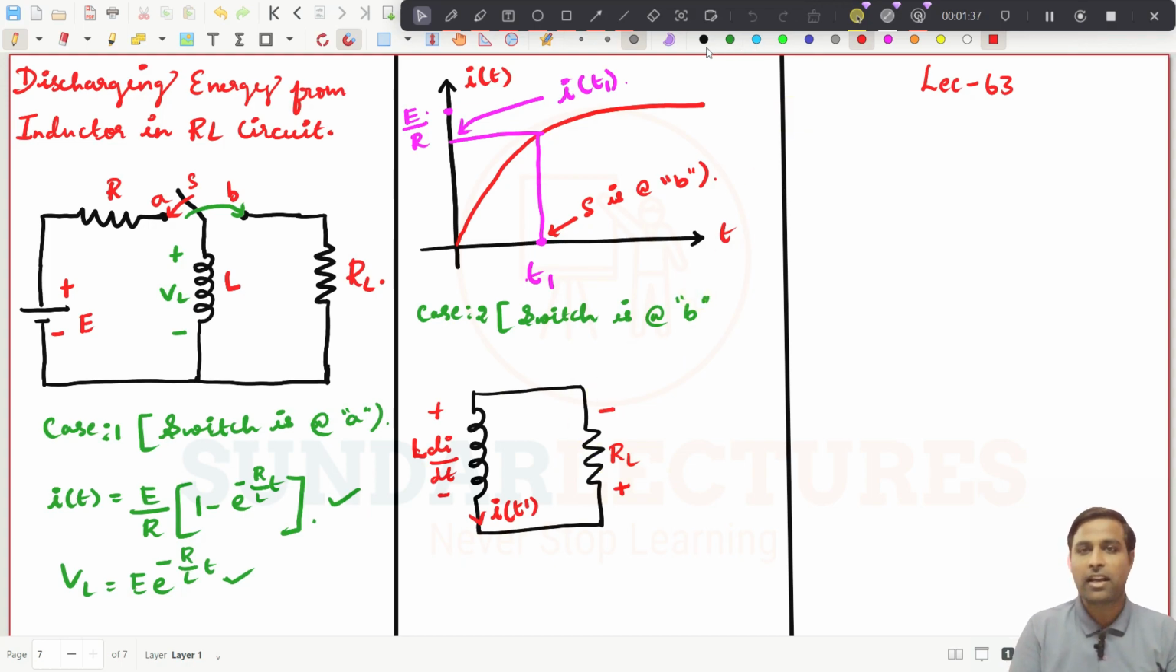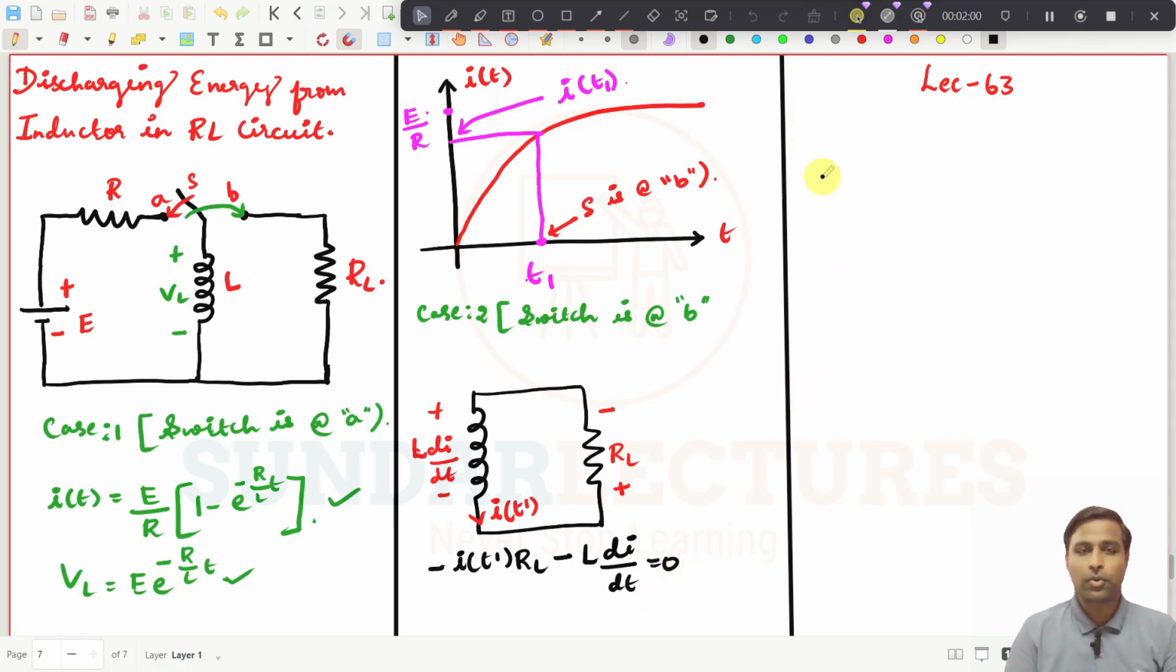If I write a KVL expression for this one, the current is flowing in this direction, so what I will get is minus i(t') into RL, and then it will be flowing from plus to minus, so it will be minus L into di/dt. That should be equal to 0, right? This is the expression now.